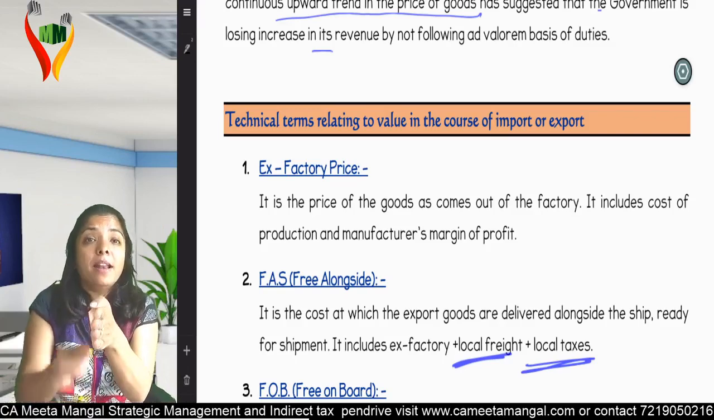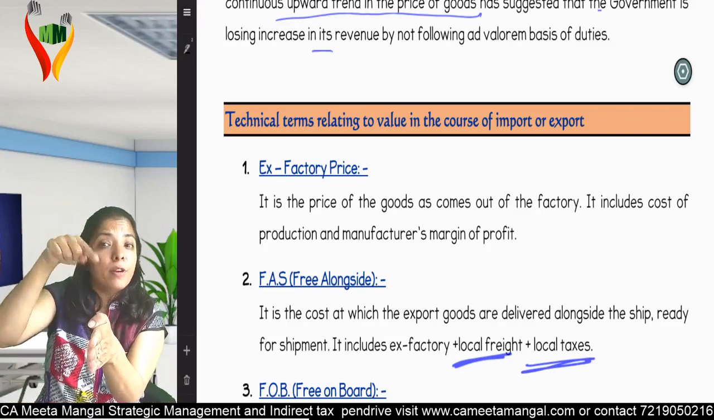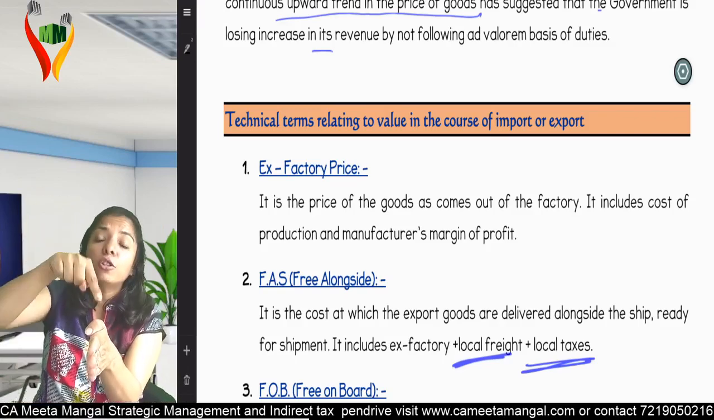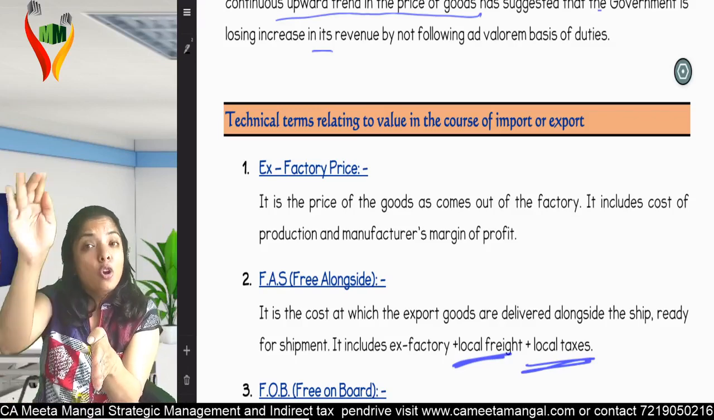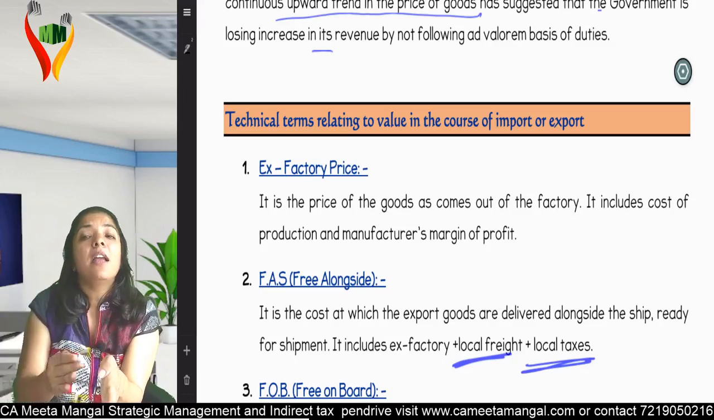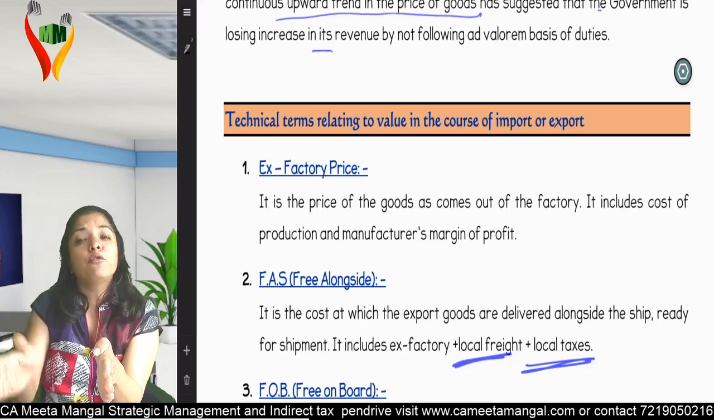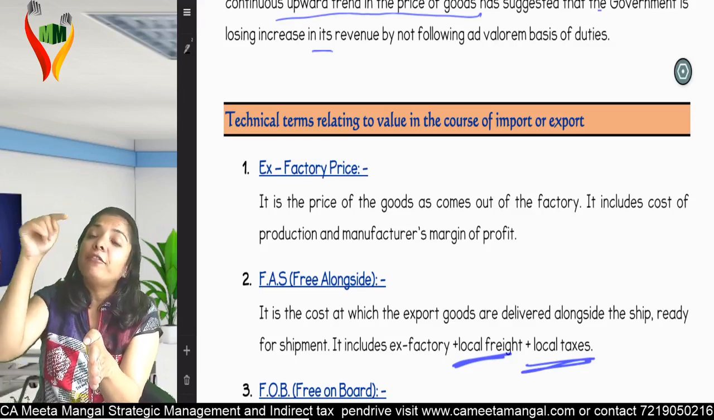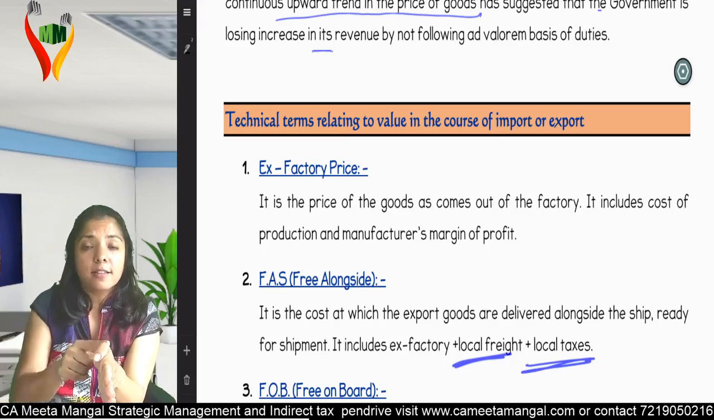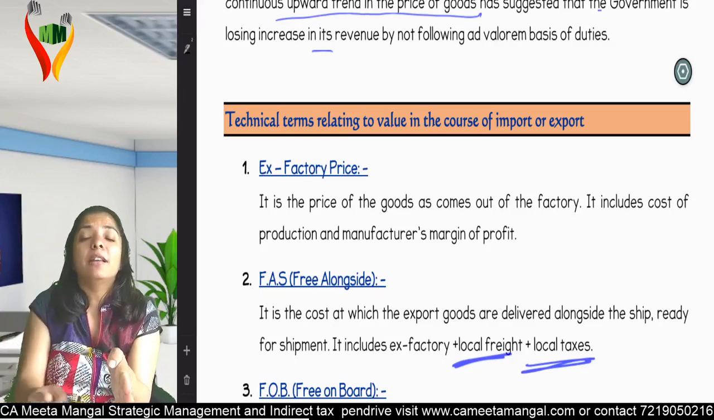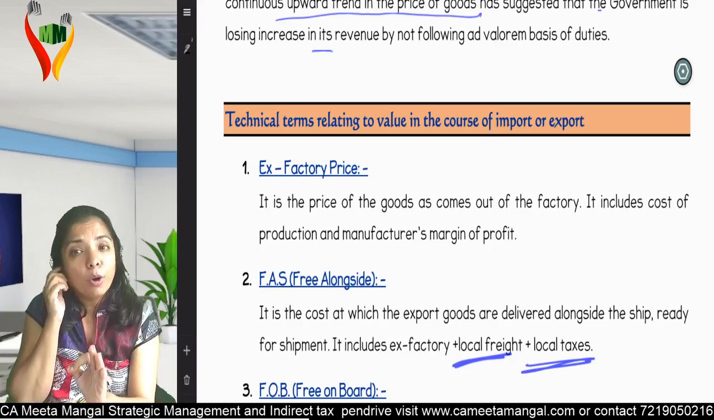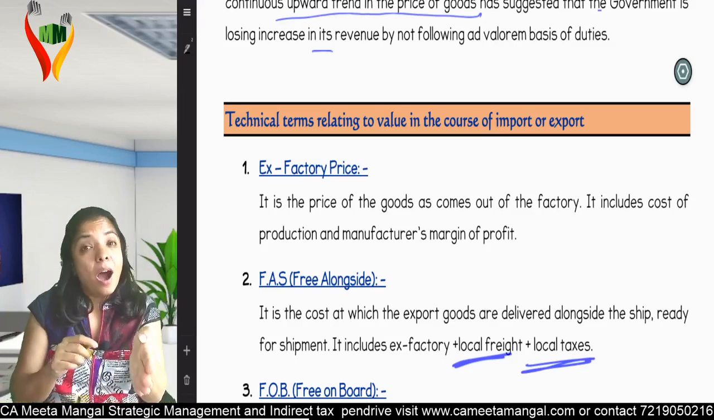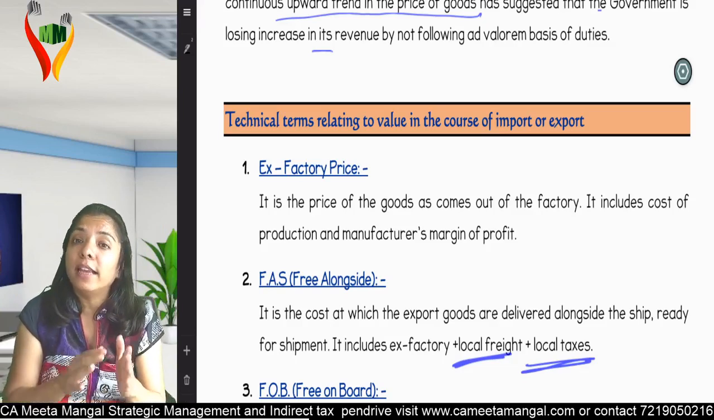Now what is going to happen? Now the goods have reached the US port. After reaching the US port, you need to load the goods on the vessel. You'll have to pay loading charges, as well as export duty if there is any. After adding loading charges and export duty, you'll get another value, which is called FOB value, free on board. And now the goods are already loaded on the vessel.